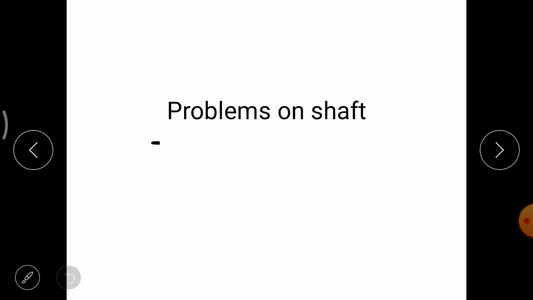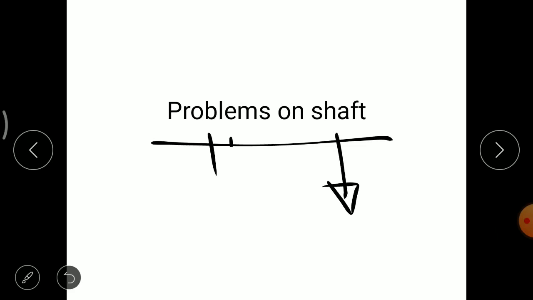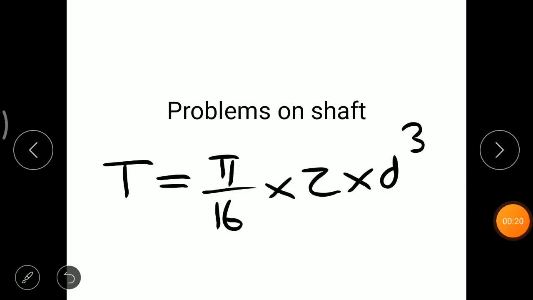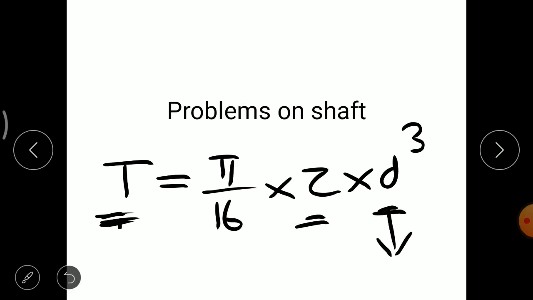In the last lecture, we studied different formulas regarding shafts and their derivations also. The formulae which are used for solving problems related to shafts are: torque T is equal to pi by 16 tau, that is shear stress, into d cube. D is nothing but the diameter of the shaft and T is nothing but the torque transmitted by the shaft.